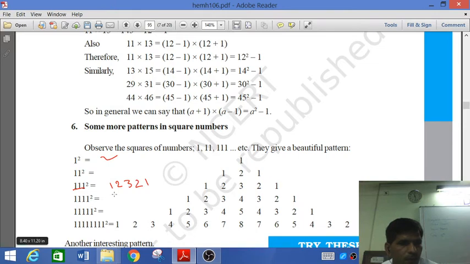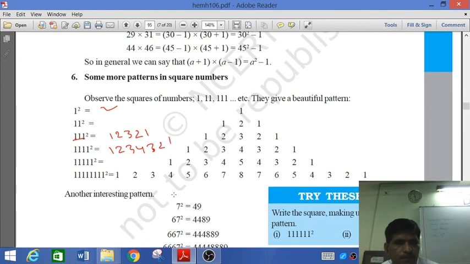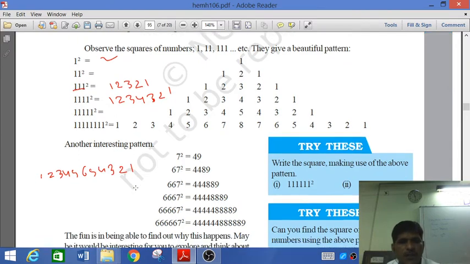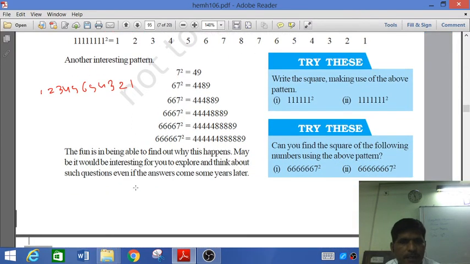Now 1 2 3 4. So I have to write 1 2 3 4, again decreasing, 3 2 1. That way you have to write. So these are all the patterns. Write the square making use of the above. So 1 2 3 4 5 6, and then 5 4 3 2 1. So these are all the concepts related to this.